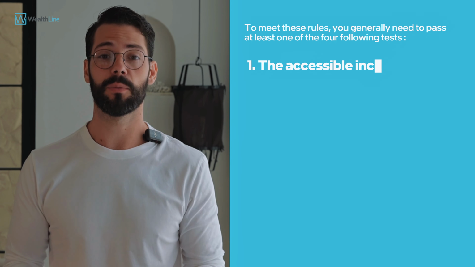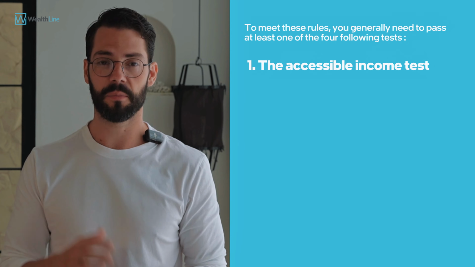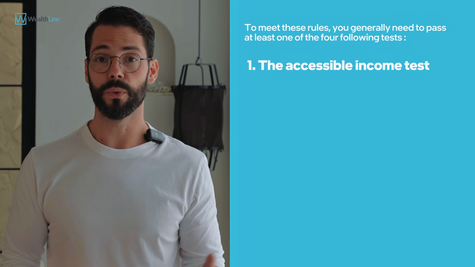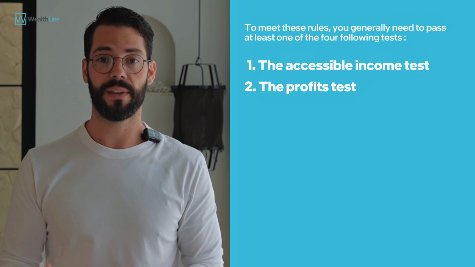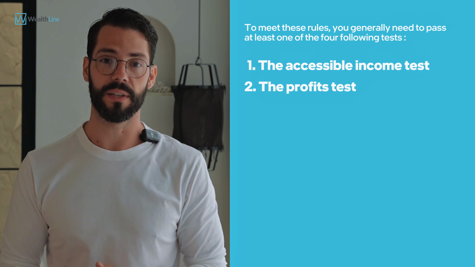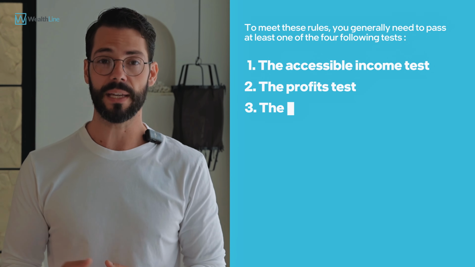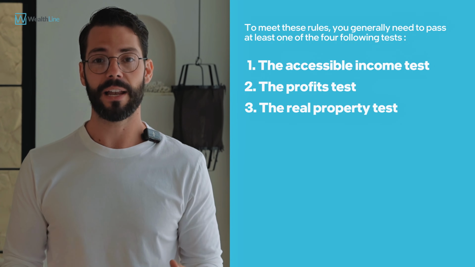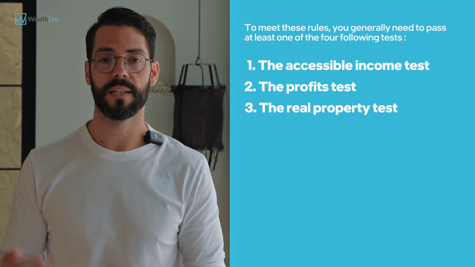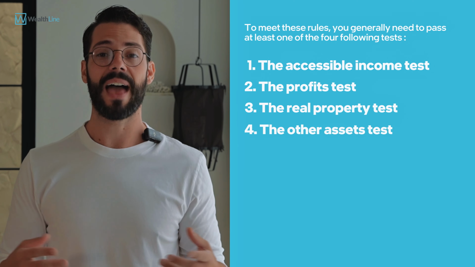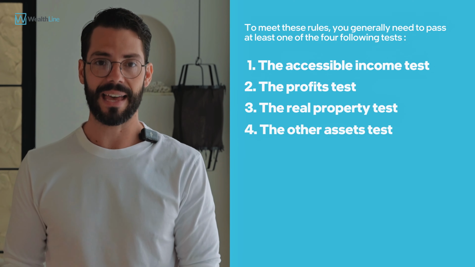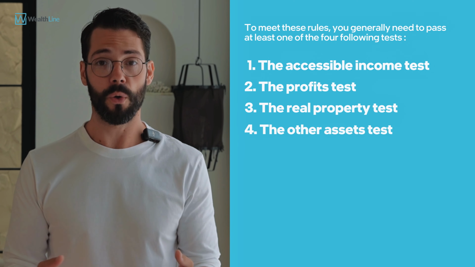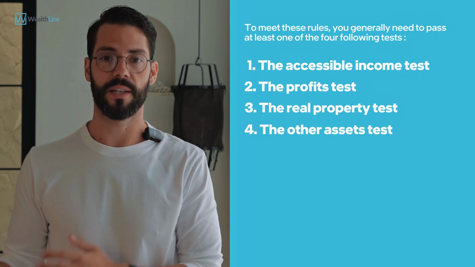The first is the assessable income test. Your business activity has to bring in at least $20,000 of assessable income in the financial year. 2, the profits test. The business activity has made a profit in 3 of the past 5 years, including the current year. 3, the real property test. You use real property in your business activity that's valued at $500,000 or more on a continuing basis. 4, the other assets test. You use certain other assets in your business activity, such as machinery, equipment, or trading stock, valued at $100,000 or more on a continuing basis.